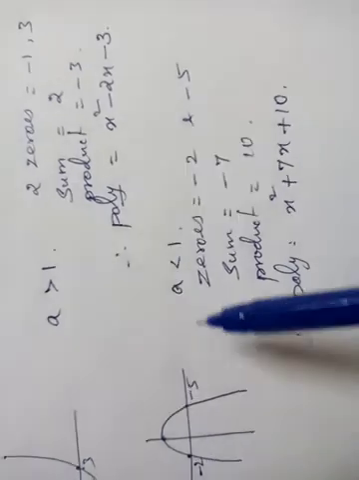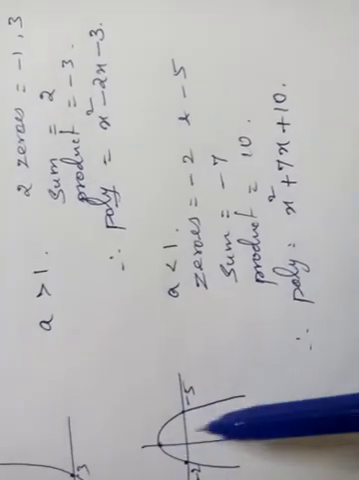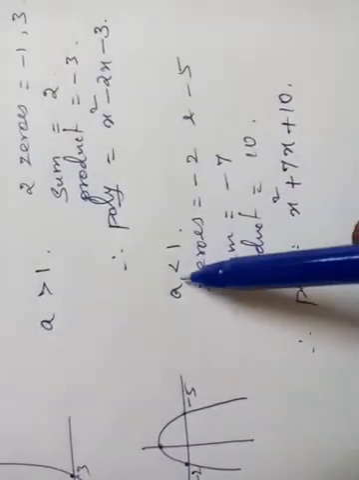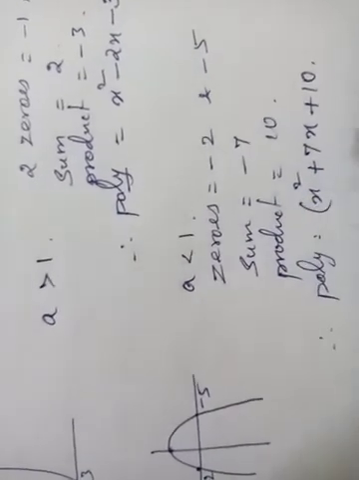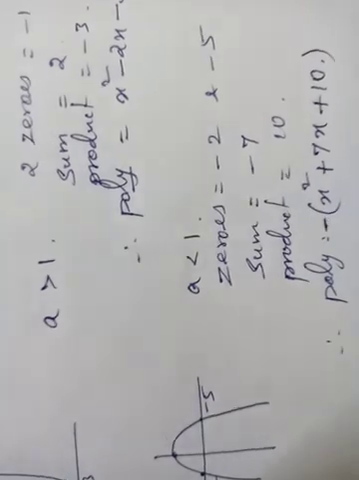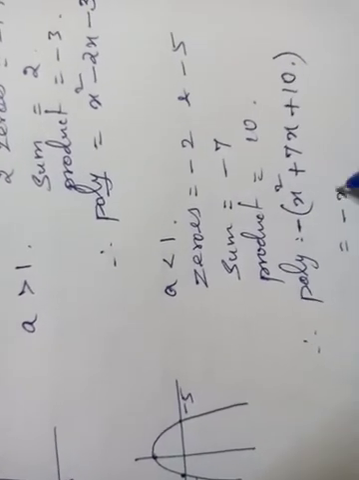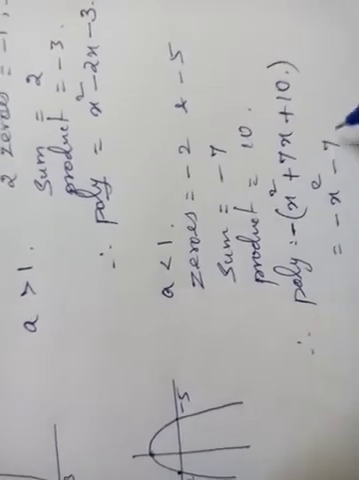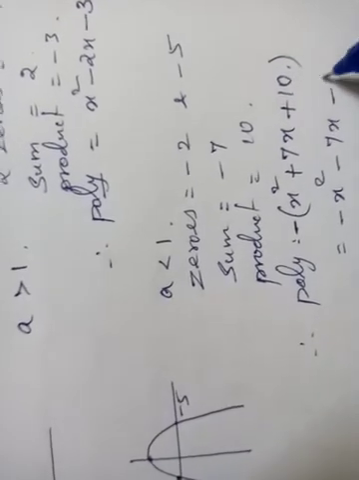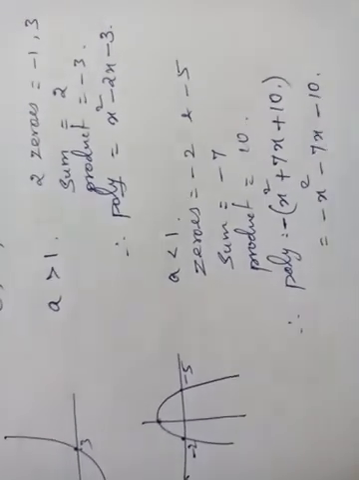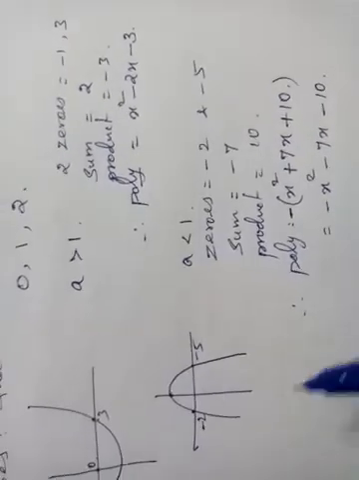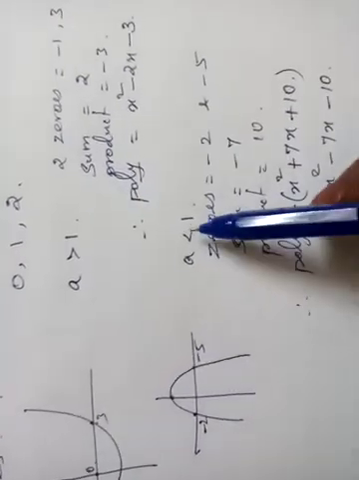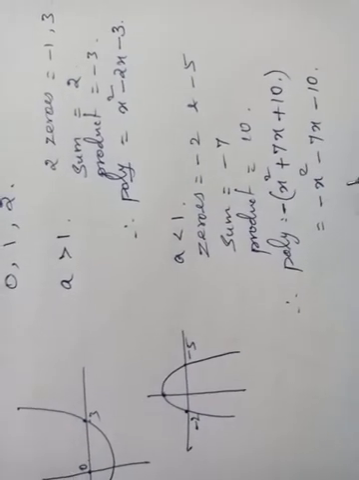But here this parabola opens downwards, therefore a is less than 0, that is, negative. So we have to change the sign here, multiply with the minus sign. So what will you get? Minus x square minus 7x minus 10. This is the equation for this graph. So from the graph itself we can say what the a value is and we can find the polynomial.